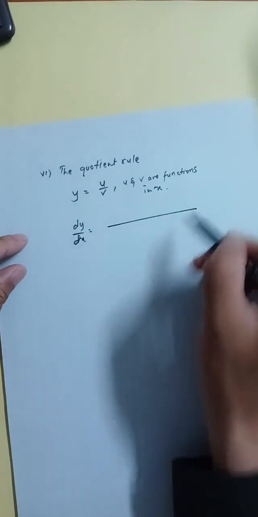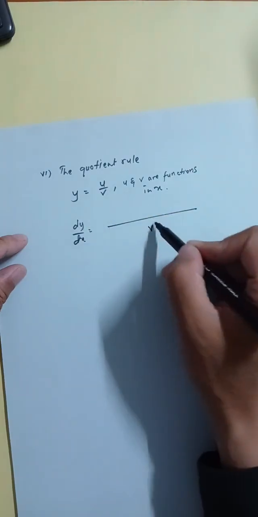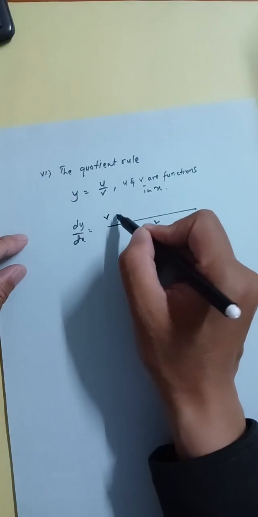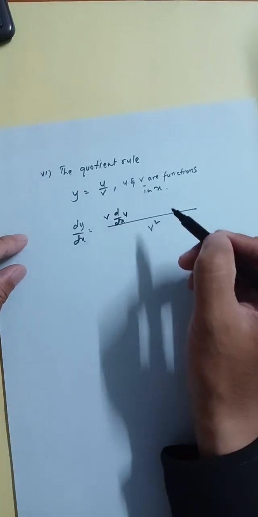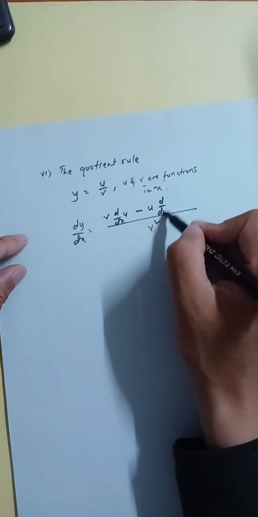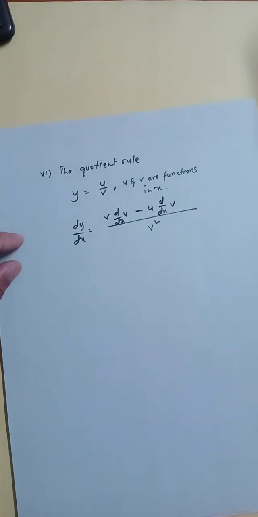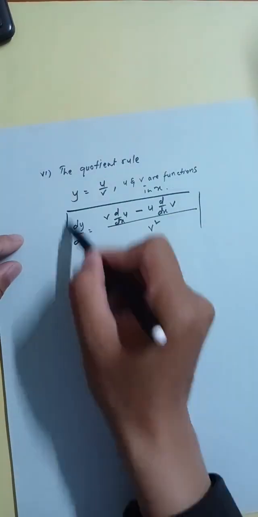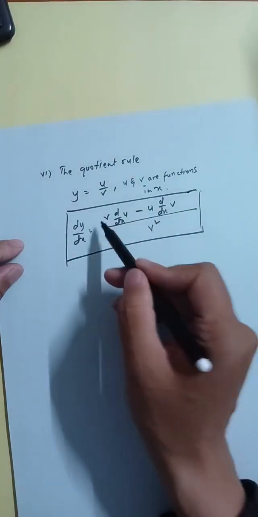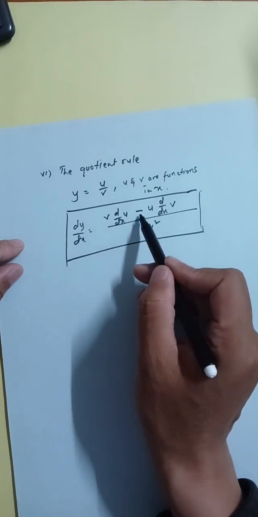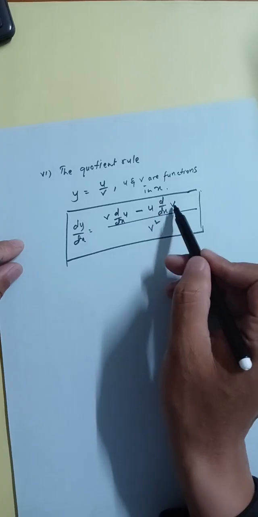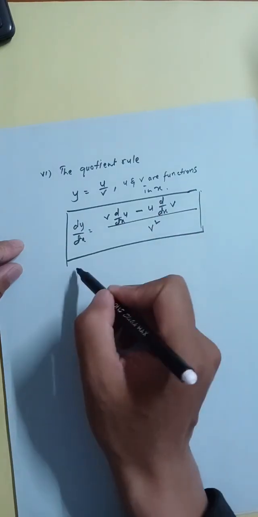dy over dx will be equal to the denominator squared at the bottom. Then you take your denominator and differentiate d by dx of u. Then minus, take u times dy by dx of v. So this is the quotient rule of differentiation: denominator squared, take the denominator, differentiate the numerator, all the time minus, and then you have the numerator, differentiate the denominator. So let us do one example.